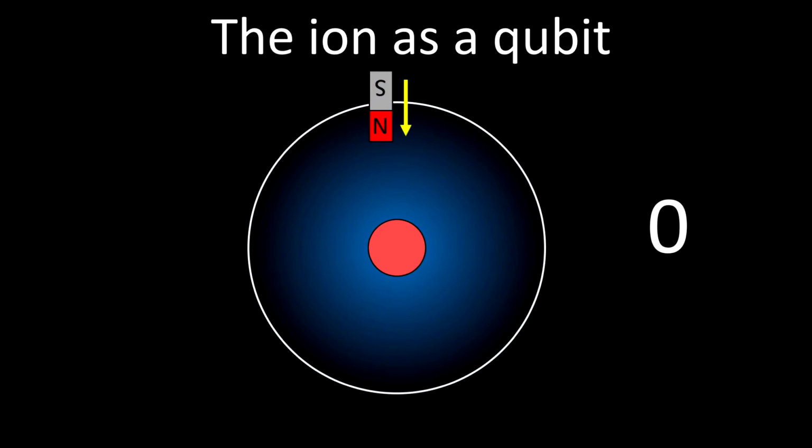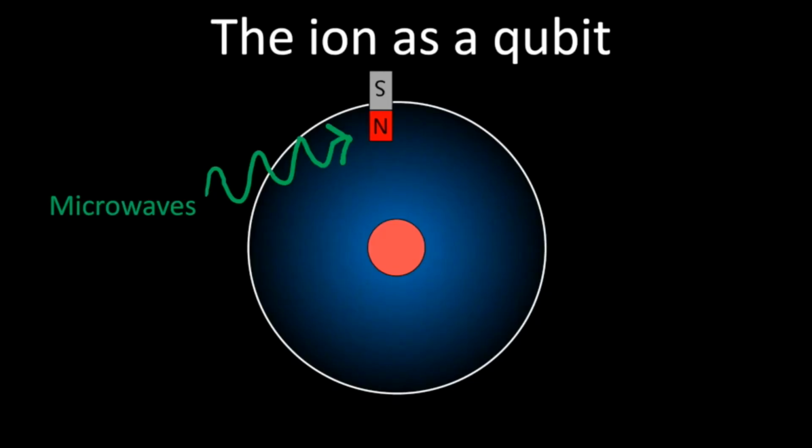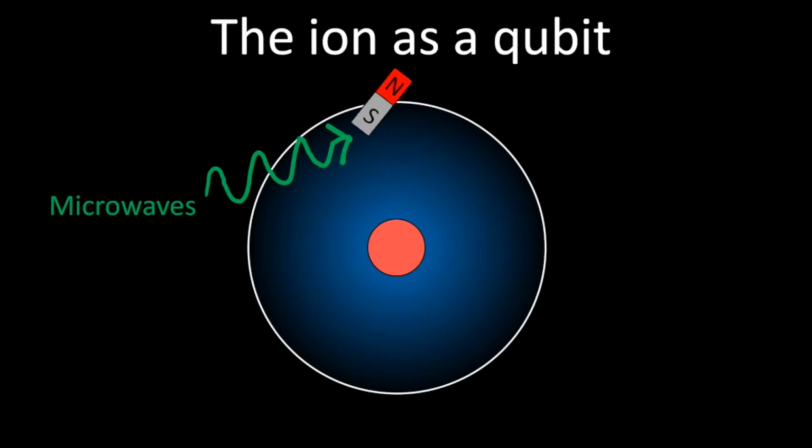To go between 0 and 1, what I can do is apply some microwaves, just blast my ion with a little bit of microwave radiation, and that microwave radiation rotates that spin, that little magnet that the electron is associated with. And the length of time that I leave my microwaves on for is what determines how far that magnet rotates.